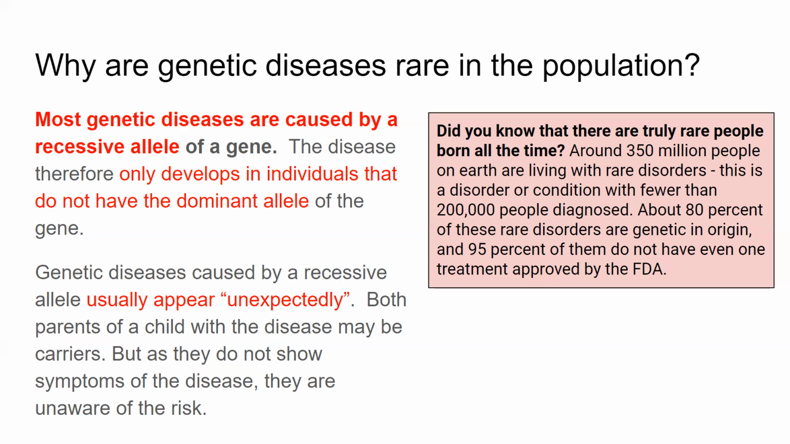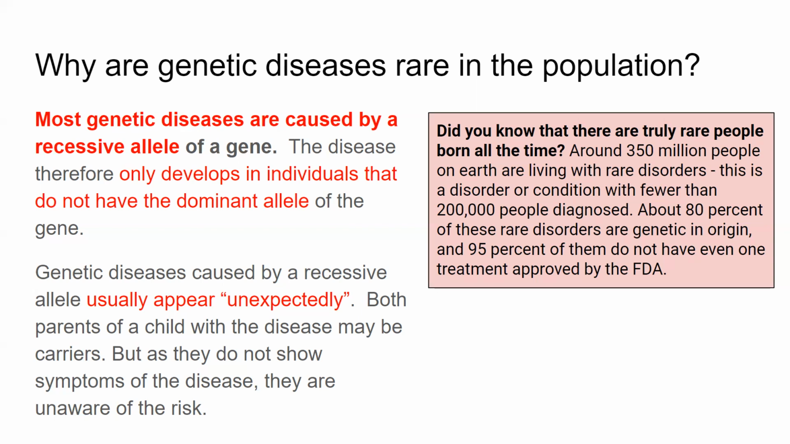Right back there. Okay. So genetic diseases caused by a recessive allele usually appear unexpectedly. Both parents of a child with a disease may be carriers, but if they don't show the disease, it's more unexpected. So on that note, we need to know what a carrier is.